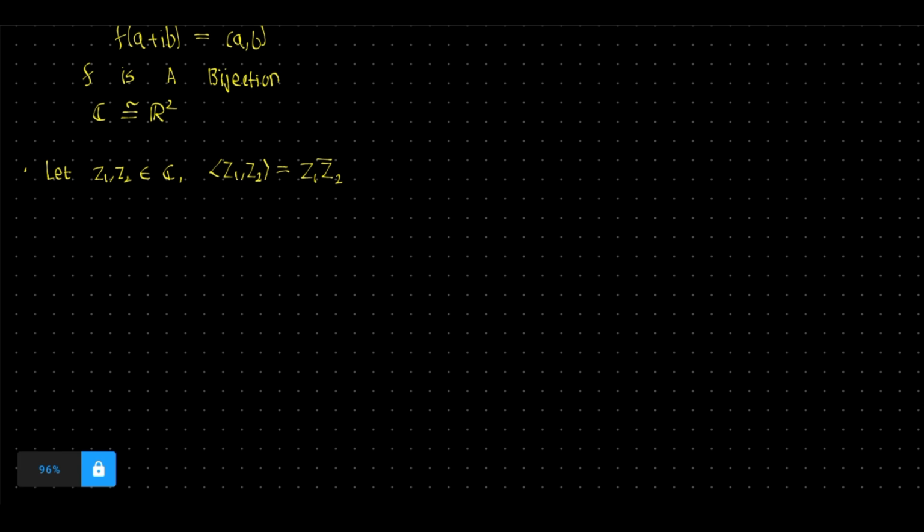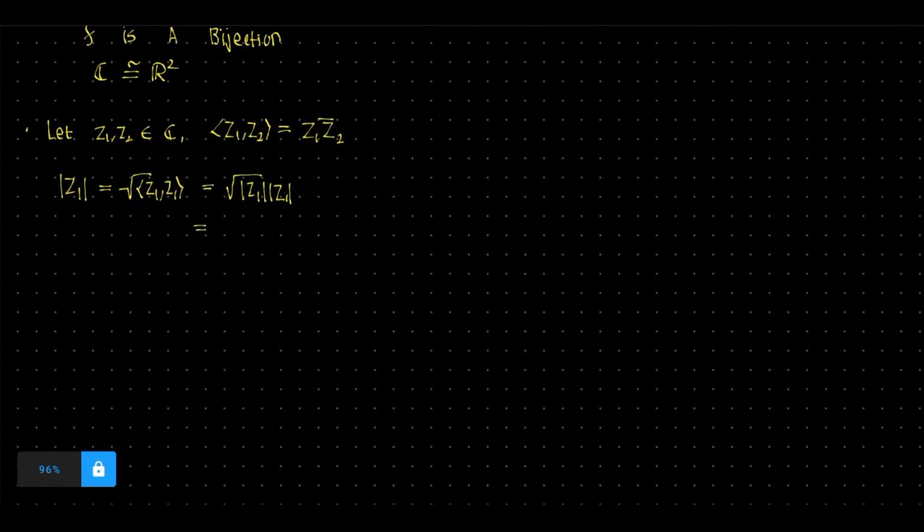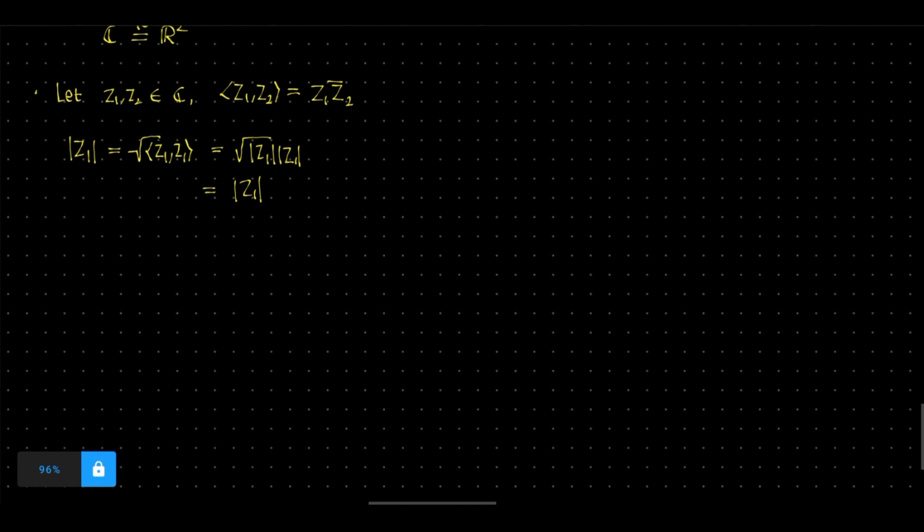So now we define a norm of an element in C. So say modulus of z1 equals the square root of this inner product, which in turn turns out to be the following. So yeah, this is what we mean by a norm. So in short, if z1 is of the form a + ib, then modulus of z1 equals the square root of a squared plus b squared.